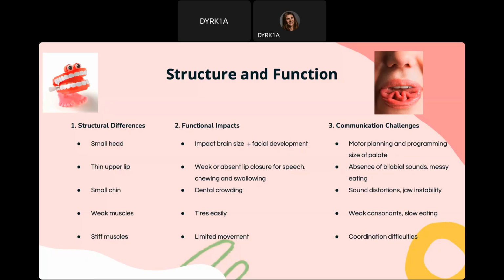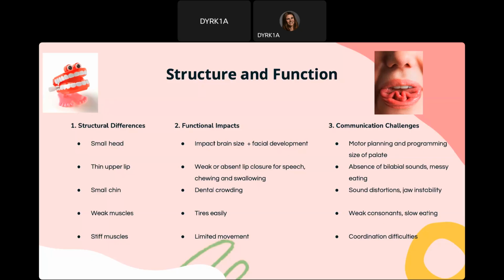And then the communication challenge that can come along with that is absence of bilabial sound. So this might be, and all three of those need both upper and lower lips to touch and hold for sound. And then in terms of eating and swallowing, if we're not able to keep those lips closed, we might have very messy eating, residue on the lip, food on the lips or the mouth.